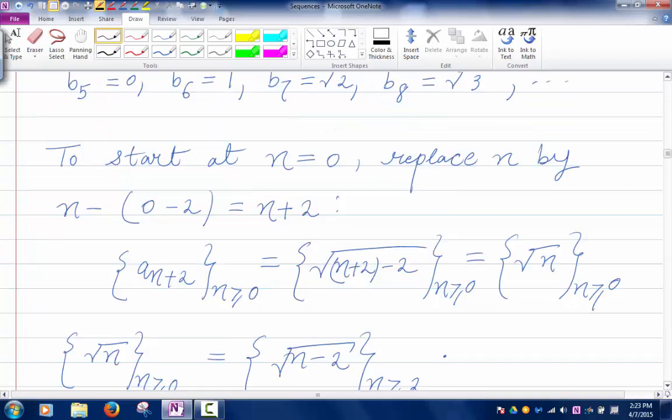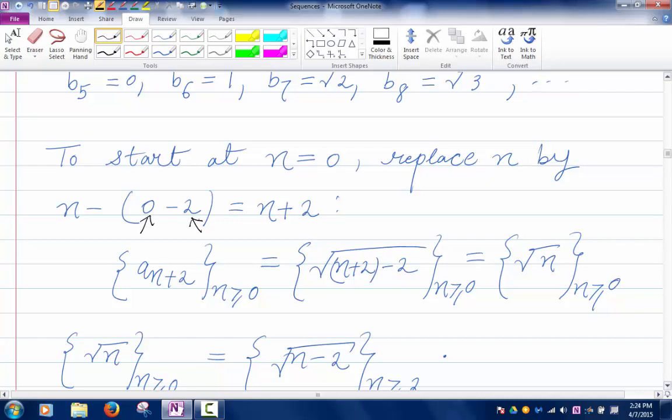Did that make sense? My desired index is 0, given index is 2, subtract, you get minus 2, subtract that from n, you get n plus 2. So if you want to start at 0, that means you are going backward by 2 indices, right? In that case, you add to n. So now you're going to replace n by n plus 2. If I replace n by n plus 2 in the definition of an, I am going to get root of n, right? So then the sequence starts at 0.